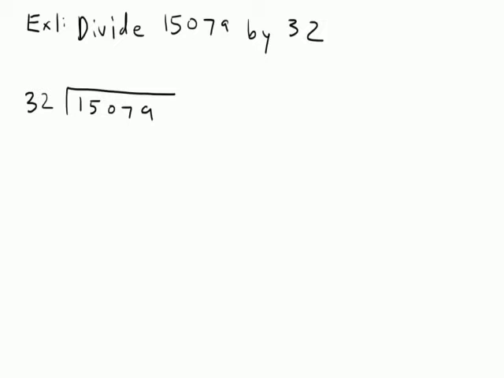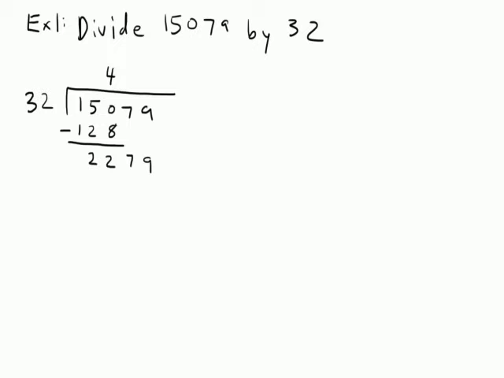So 32 doesn't go into 1 or 15, but it does go into 150. It goes into 150 4 times. Then I'm going to take that 4 times 32, multiply that out to get 128, and then subtract that 128 from the 150, and see that the result of that is 22. Then I'll bring down the rest of the number, the 79. Some of you may have just brought down the 7, but either way.